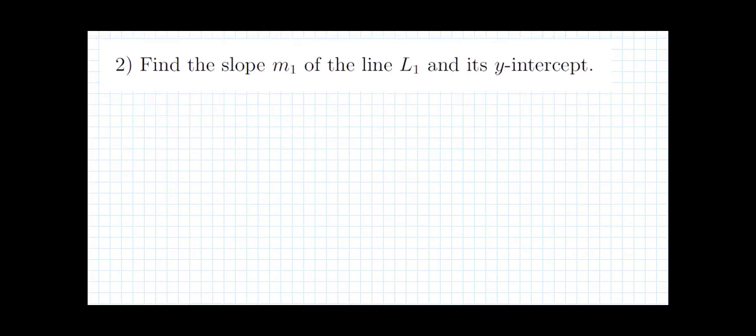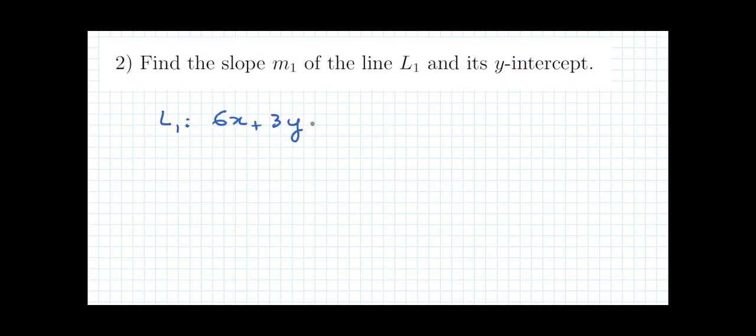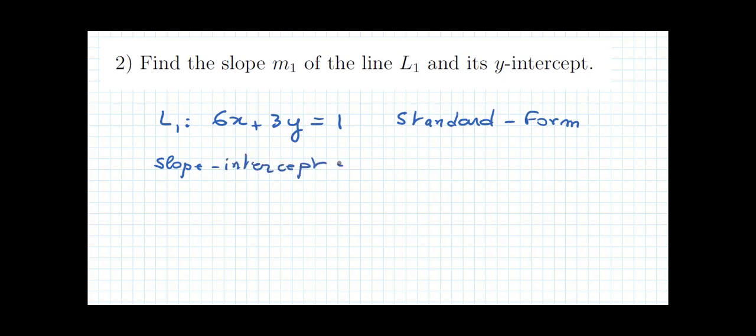In the second question, we should find the slope m1 of the line L1 and its y-intercept. Let's recall first the equation of L1. So the equation of L1 was 6x plus 3y equals 1, and we should say that this equation is in standard form. To solve this question, we have 2 or 3 methods, but I think that the simplest method here is to transform this standard form to a slope-intercept form so that we could answer this question in one step. So as you see here, if we succeed to transform this equation in slope-intercept form, we will get the slope and the y-intercept.